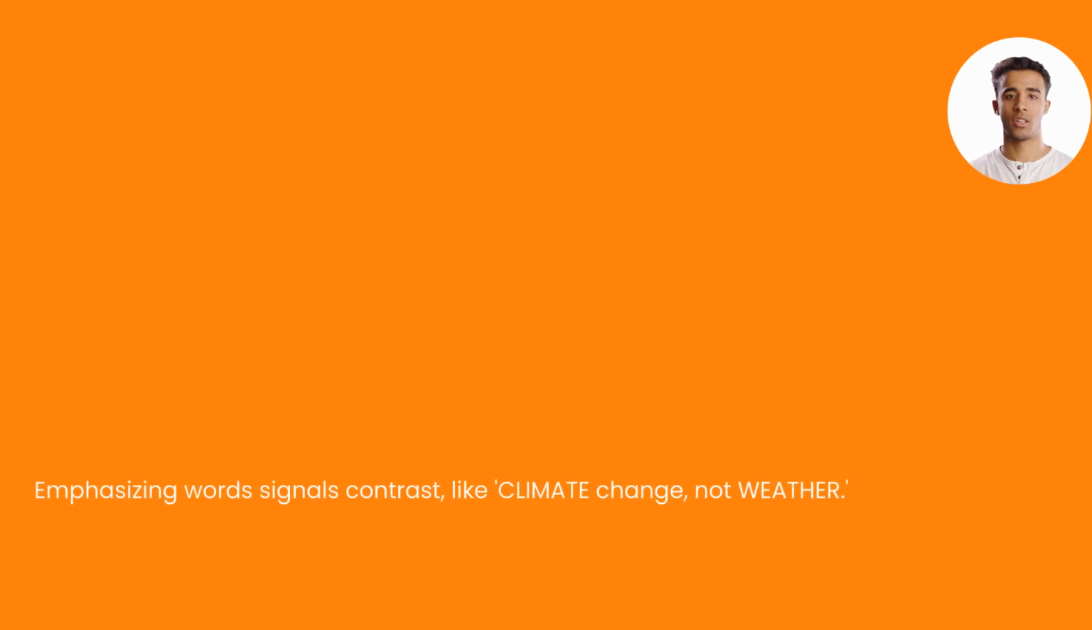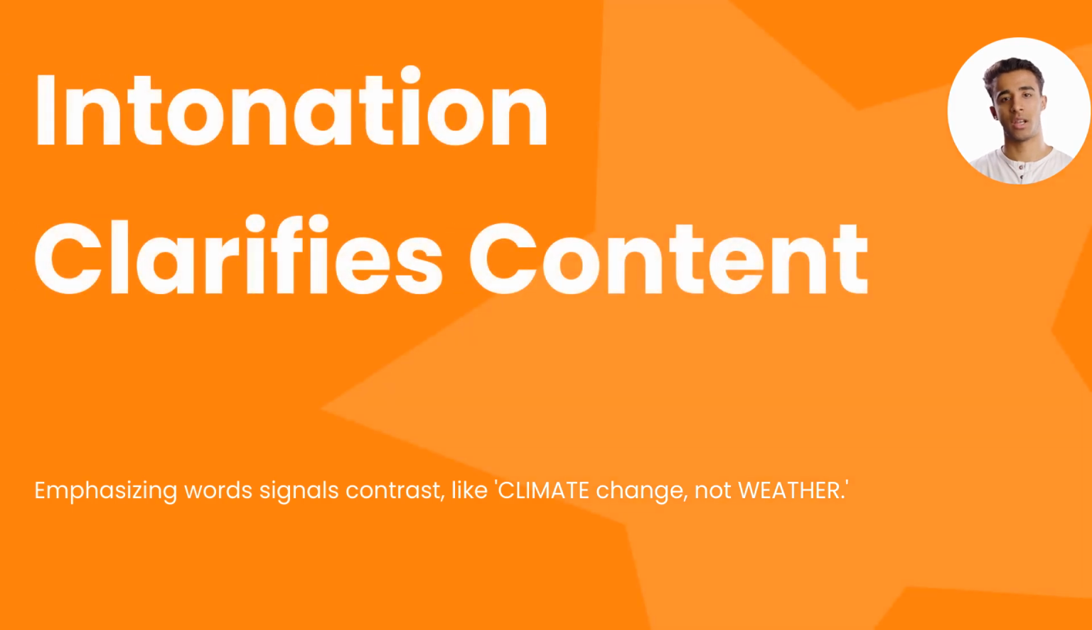Intonation can signal a contrast or correction by emphasizing certain words. For example, "We're discussing till I may change, not whether." This use of intonation clarifies distinctions in academic content. It helps prevent misunderstandings and ensures accurate communication. Mastering this technique can enhance your teaching effectiveness. It aids in delivering precise and clear messages.